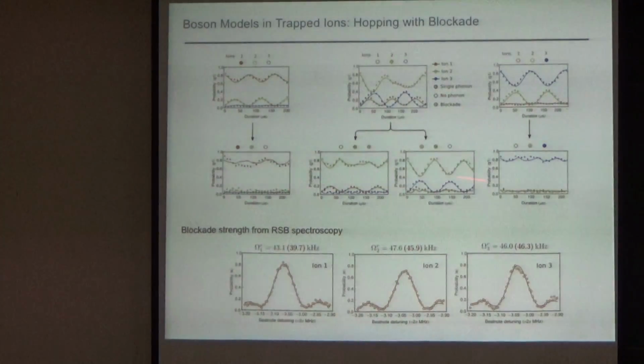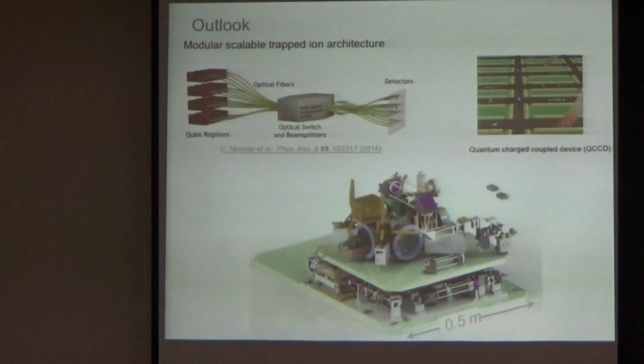So from these simulation fits, we get the blockade strengths, which are proportional to the red sideband Rabi frequency. And if we directly measure the red sideband Rabi frequency by doing red sideband spectroscopy on the local modes, then they match within 10% of what we get here. All right, and that's that.